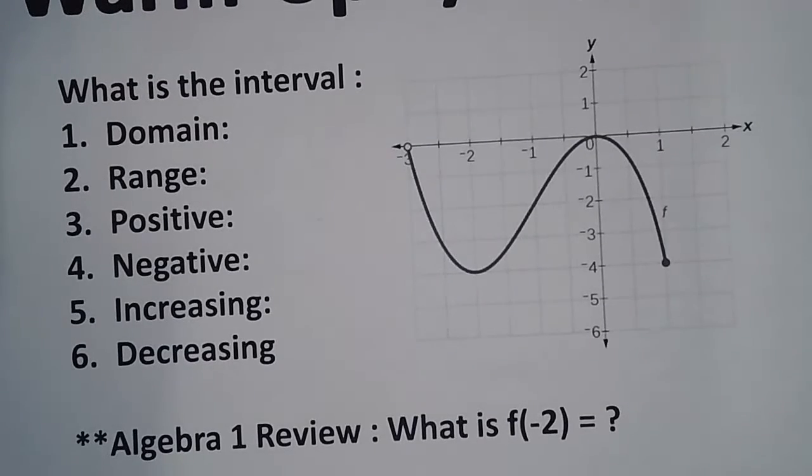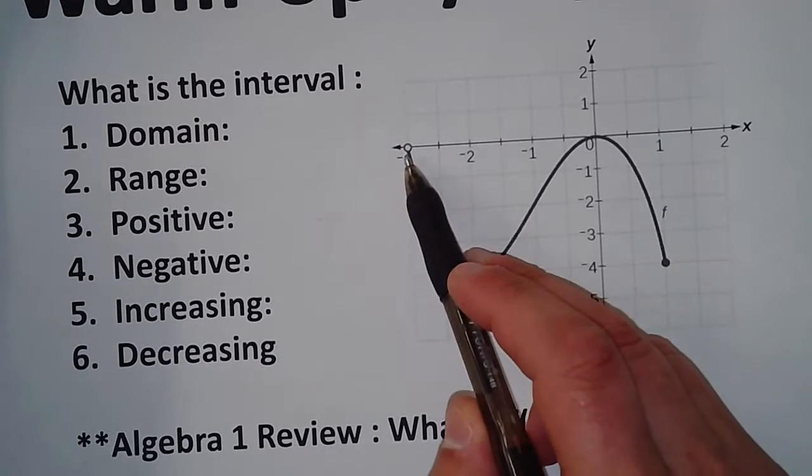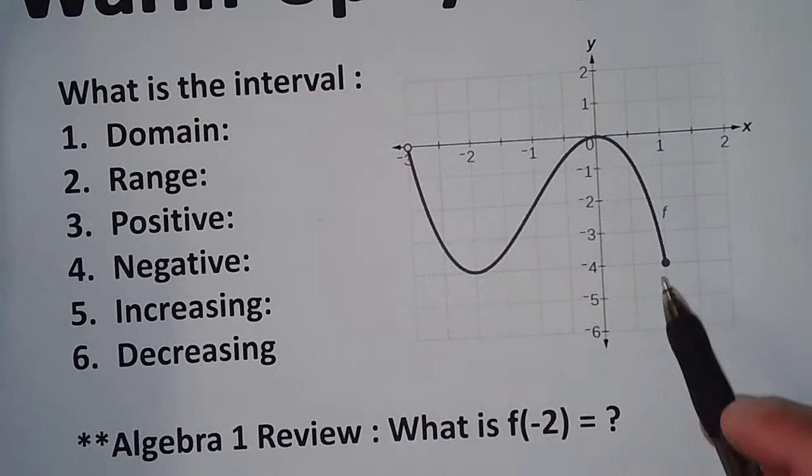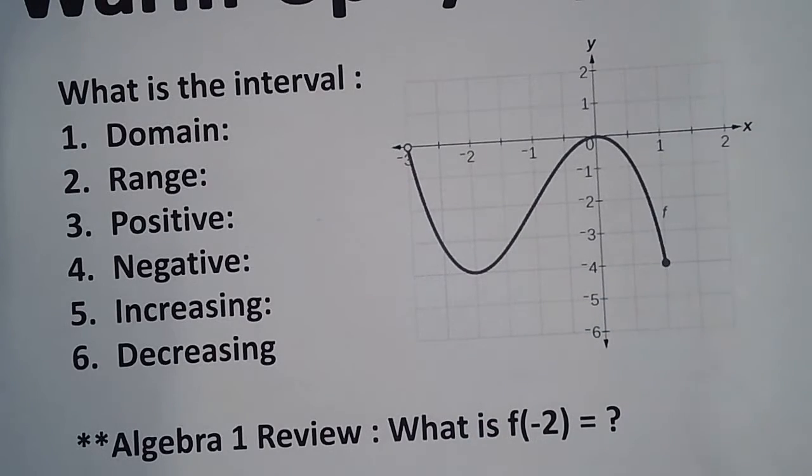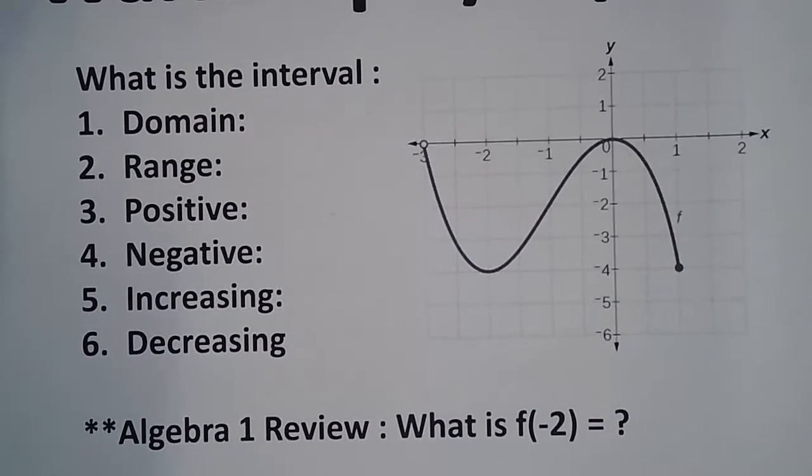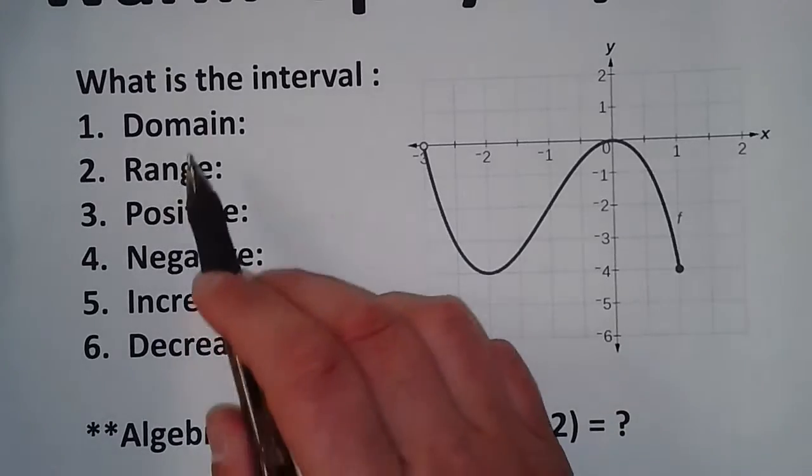Before we get into any of that, things to pay attention to, you do have an open circle here, which means this point is not included. You got a closed circle here, which means this point is included. So we're going to have to take that into account when we answer these things. So let's just go down the line here.